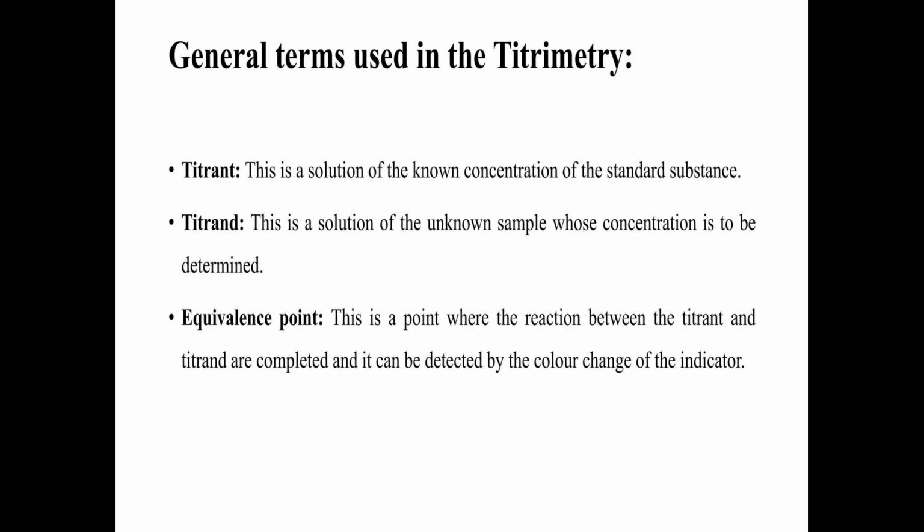And after the completion of the reaction, the point which we will get is known as the equivalence point. We will discuss the basic definition. This is a point where the reaction between the titrant and the titrand is completed. It can be detected by the color change of the indicator which we have already added in that reaction mixture. These are very basic and important terminologies which are required when we go for any titrimetric analysis.